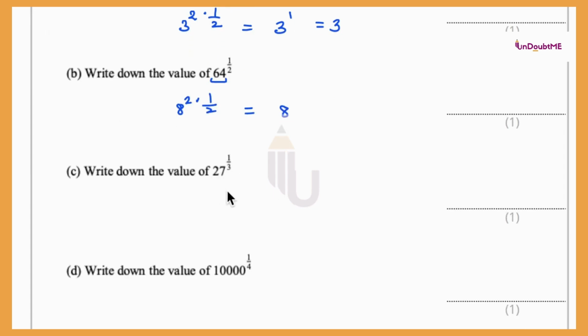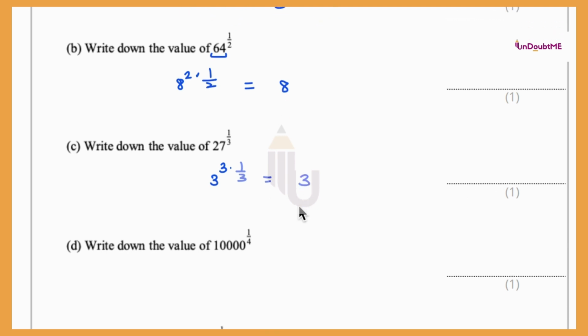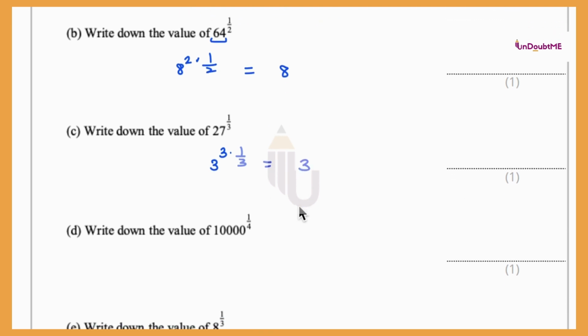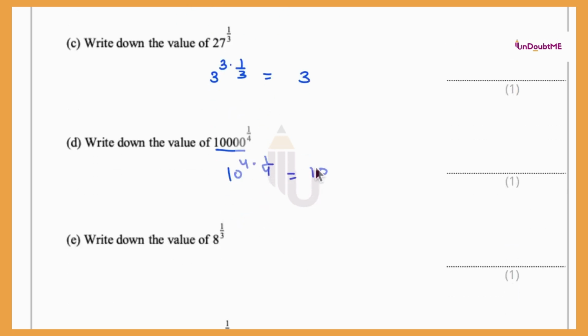For any of the questions, if you want to practice, you can pause the video, practice, and then you can play it again to check the answer. So 27 is 3 to the power 3, to the power 1 by 3. Answer will be 3. All hints are there in the denominator. I'm repeating again. 10,000 can be written as 10 to the power 4 times 1 by 4. So that will be just 10.